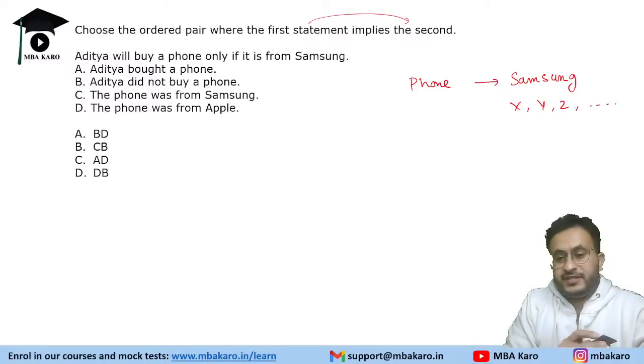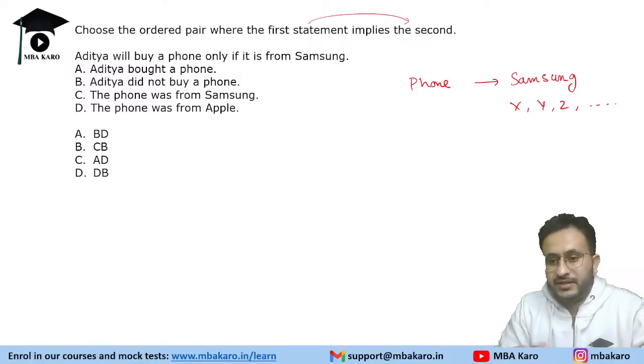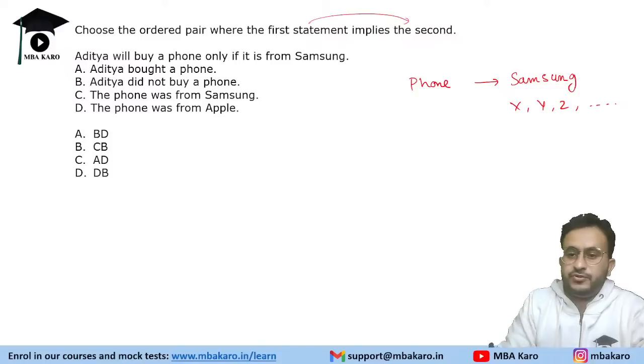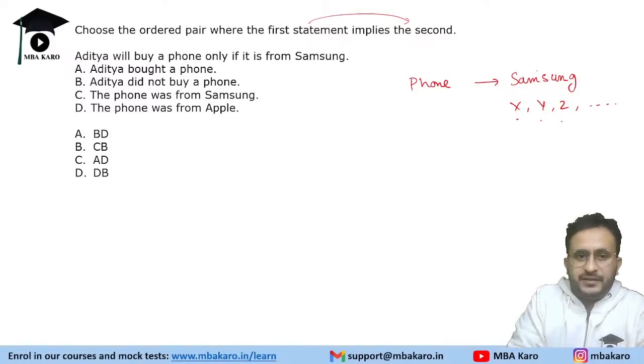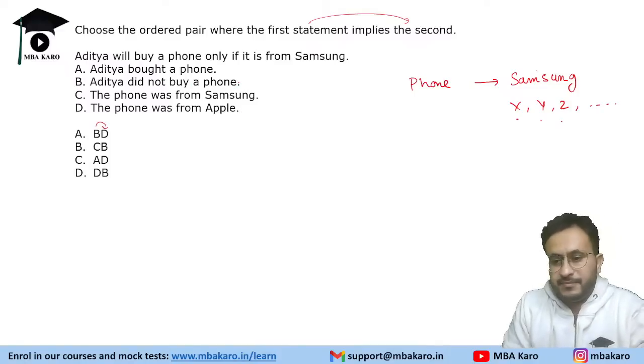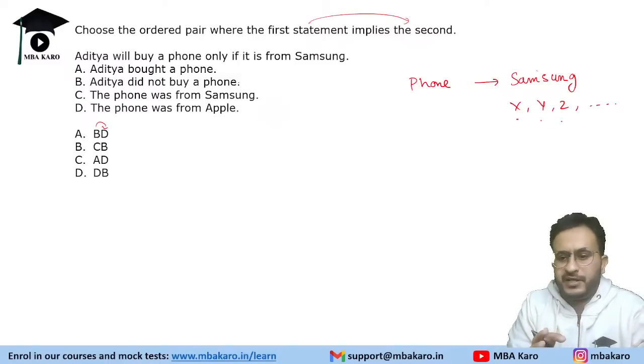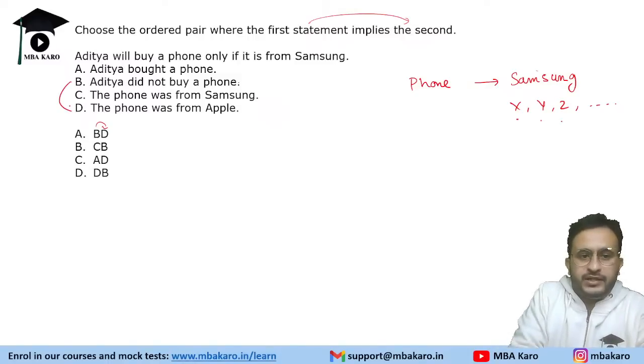So, if he is not buying a phone, that means maybe it is from Samsung, maybe not from Samsung. There can be different phones apart from Samsung. Now, which one will he buy? We do not know. Okay. Now, let us make that pair. So, first says BD. BD says आदित्य did not buy a phone. The phone was from Apple. ठीक है तो एक बार इसमें ऑप्शन बाय ऑप्शन बनाना होता है. ठीक है, so Aditya did not buy a phone.